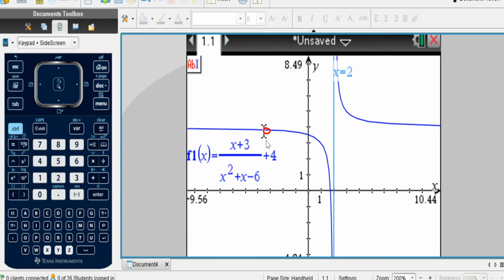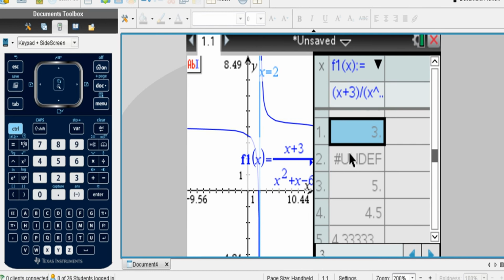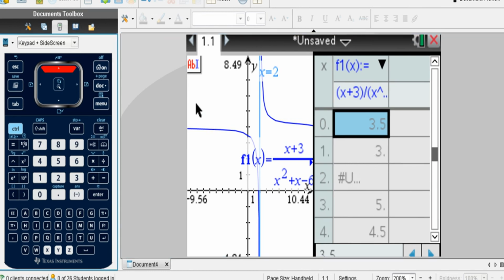Now, it doesn't show it here, but if we go to table, we can see. Press Control T, and look right here at 2, the infinite discontinuity is, any discontinuity will say undefined in our table. So we have that one at 2, and we also have it at -3. So it is, in fact, a hole right here at x equals -3. There's a hole right there in the graph. Should be an open circle like that.